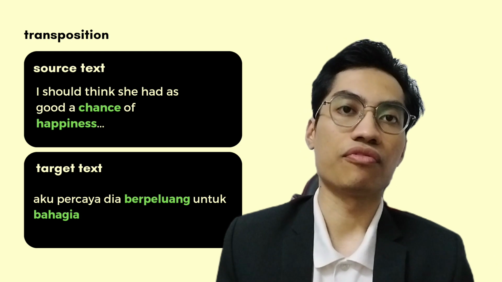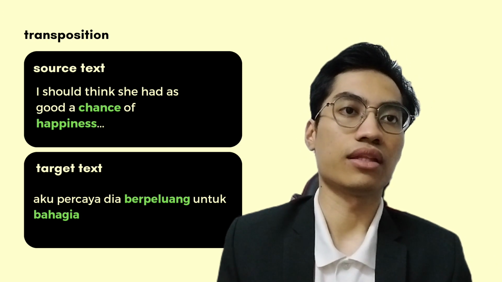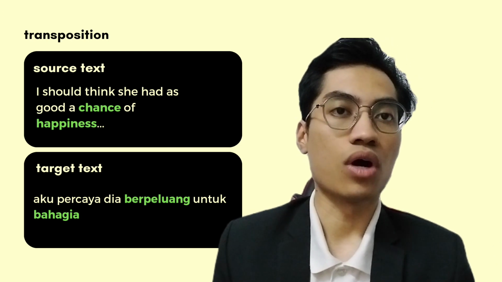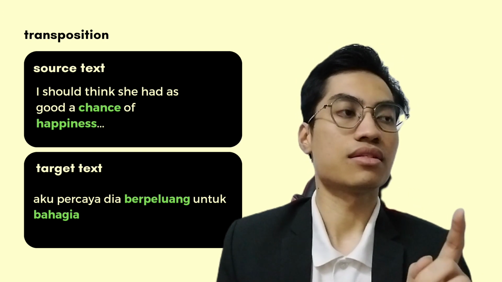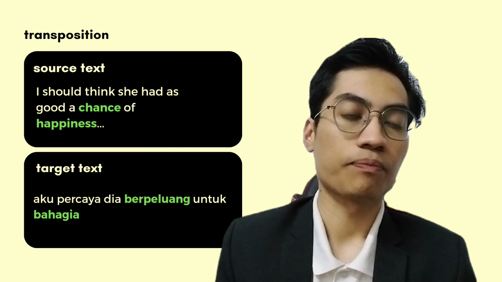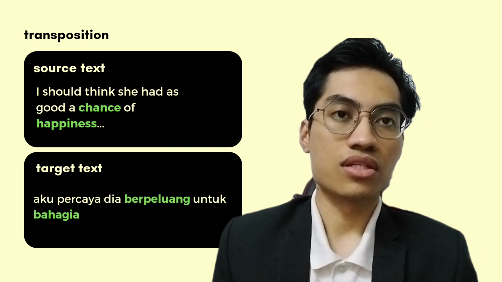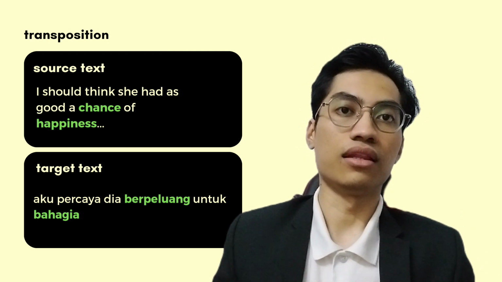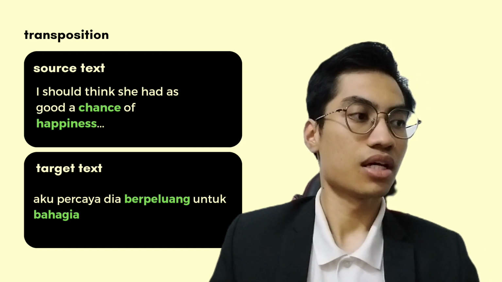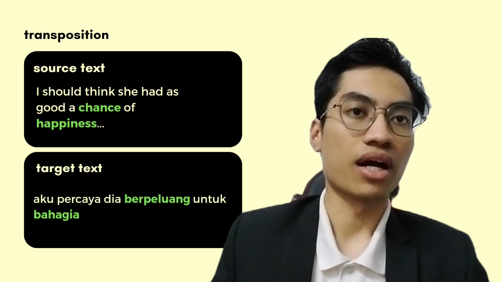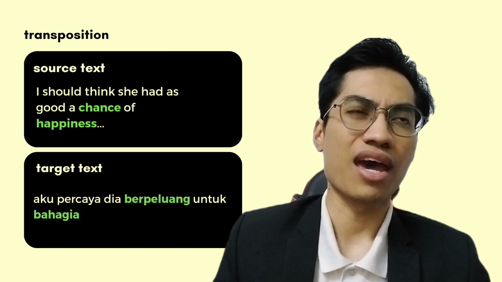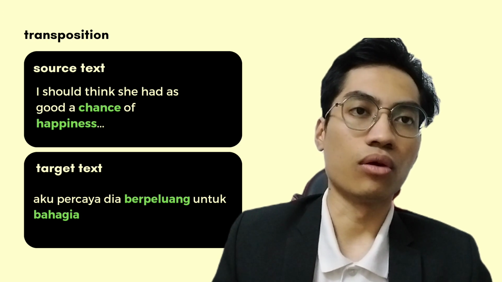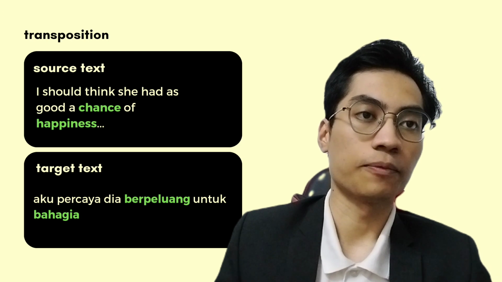In the text above, the noun chance is translated as the verb berpeluang. Meanwhile, the noun happiness is translated as the adjective bahagia. The translator uses transposition rather than literal translation because mempunyai peluang untuk kebahagiaan sounds more unnatural and unnecessarily longer than berpeluang untuk bahagia.